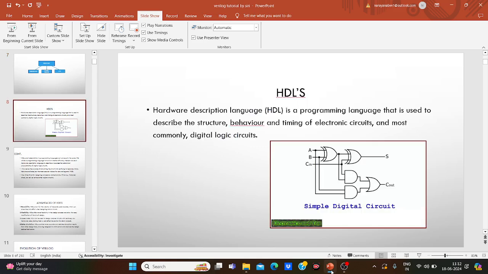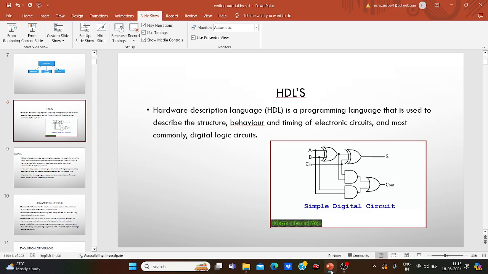Today we are going to see what HDLs actually are. HDL is the full form of hardware description language. HDLs are programming languages. For example, you all know about the basic gates in digital electronics: AND gate, OR gate, NAND gate, right? When you take one simple AND gate, which is physical, you write a program, a hardware description, for this AND gate. That is called HDL.